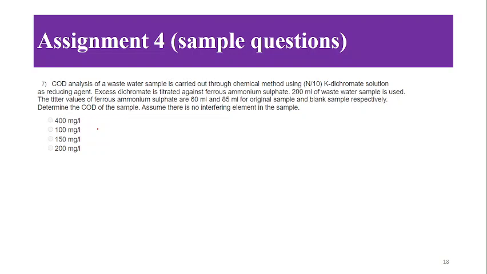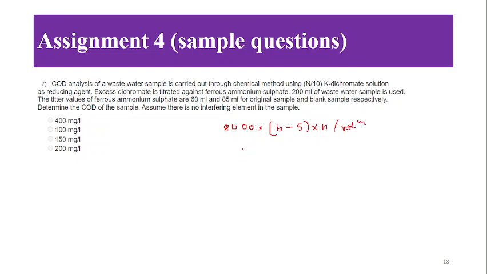Assume there is no interfering element in the sample. As we had discussed already, the difference between the excess dichromate ions present in the blank and the original sample gives us the COD value. Based on that, the formula is 8,000 into the difference between the titer values of the blank minus the sample, into N, the normality or concentration of the dichromate solution used, upon the volume of the sample.